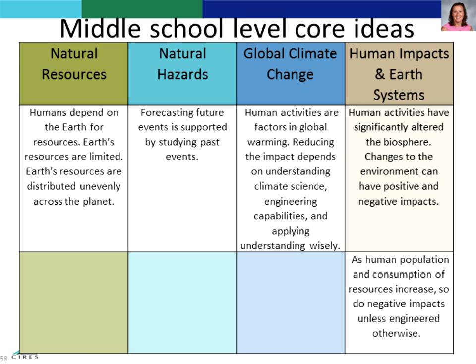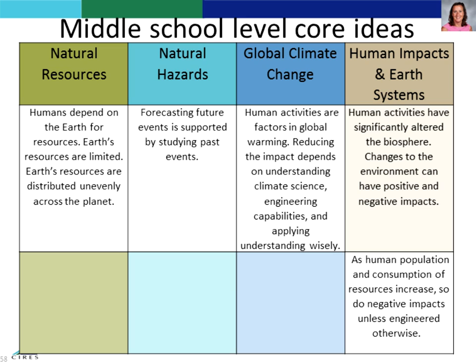And here we're going to continue to focus on the big ideas related specifically to natural hazards, global climate change, and human impacts on Earth systems. So let's start with natural hazards. And here I think you can see the strong connections back to the elementary grade levels and the big ideas there, with students now starting to do things like forecast future events. And these are, of course, supported by them studying what's happened with some of the past events.